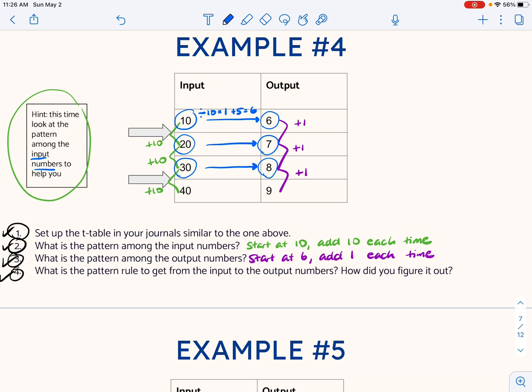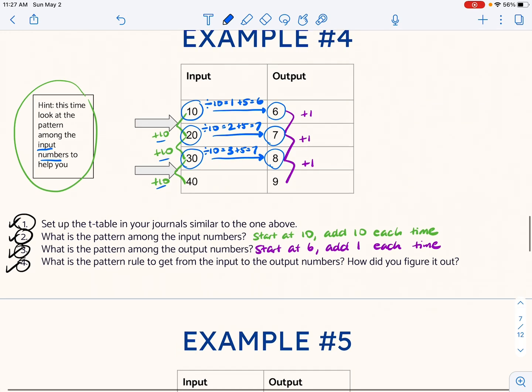Okay, let's look at the second one. If the input was 20, we divided it by 10, which is the difference here. 20 divided by 10 would give us 2. How do we get from 2 to 7? We add 5. Okay, similarly with 30, if we did 30 divided by 10, we get 3. Again, how do we get from 3 to 8? We add 5. Let's try for kicks the last one. 40 divided by 10 is 4. How do we get from 4 to 9?